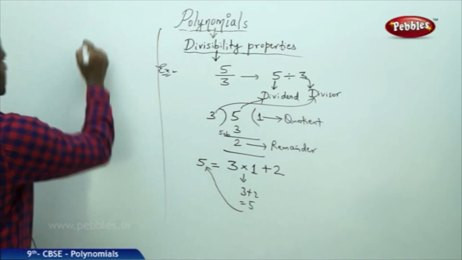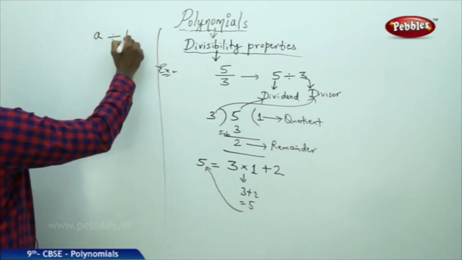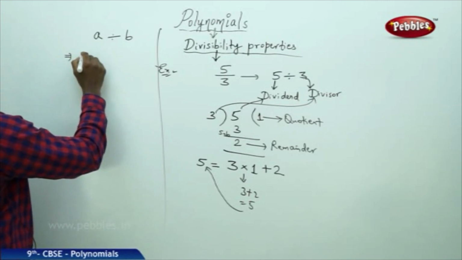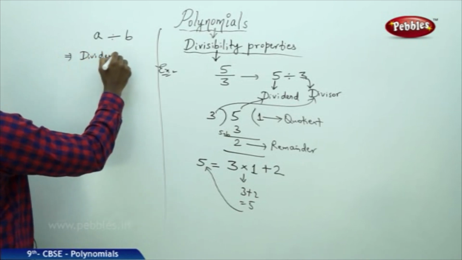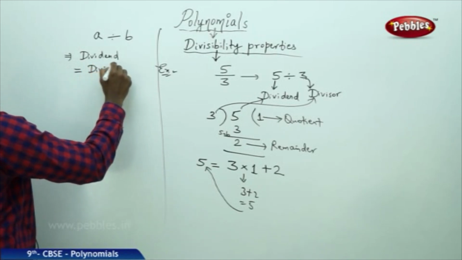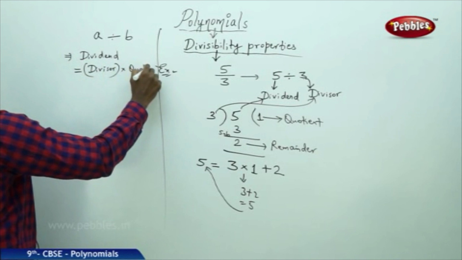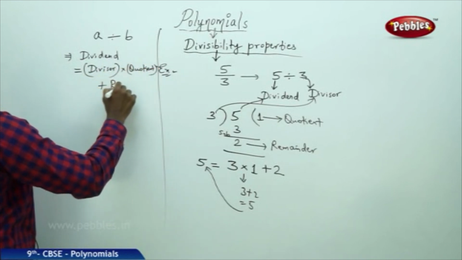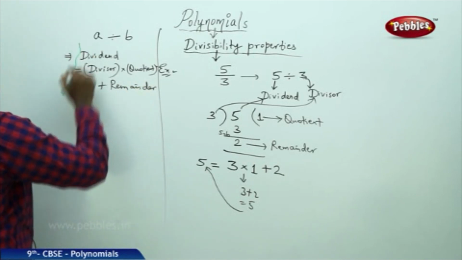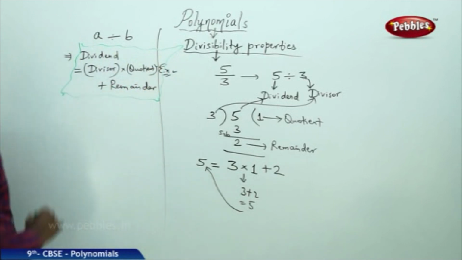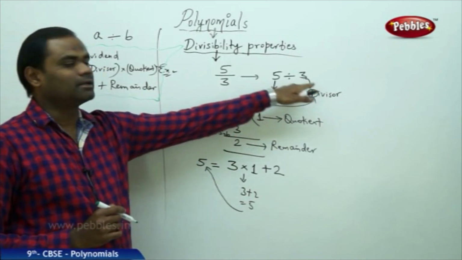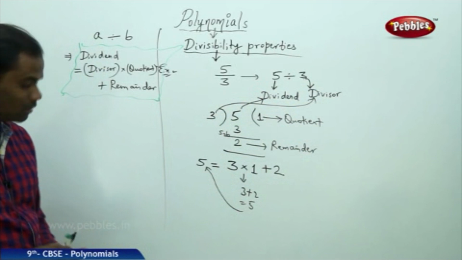Therefore, the divisibility property says if a number A is divided by B, that implies the dividend, which is A, is the divisor times the quotient plus the remainder. This is how we understand the divisibility property. Dividend is divisor into quotient plus remainder, where the dividend is A and the divisor is B.